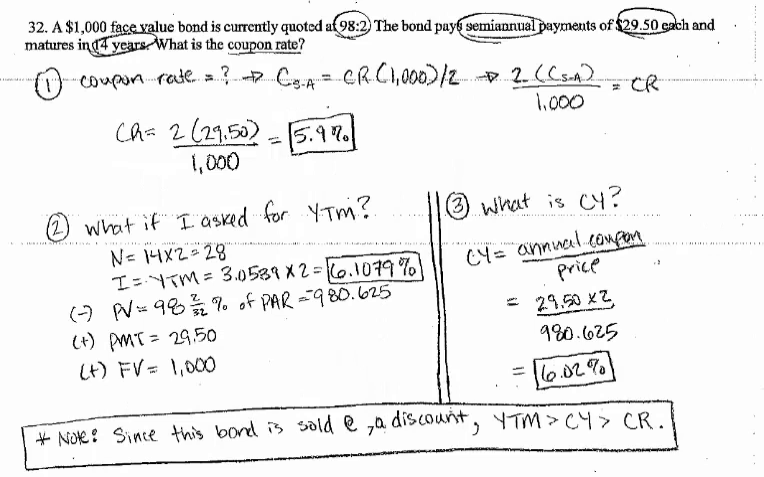Now let's take a look at 32. A $1,000 face bond is currently quoted at 98, and then does that say colon 2? Golly, what is that about? Well, a colon, anything after a colon, is going to represent a fraction.